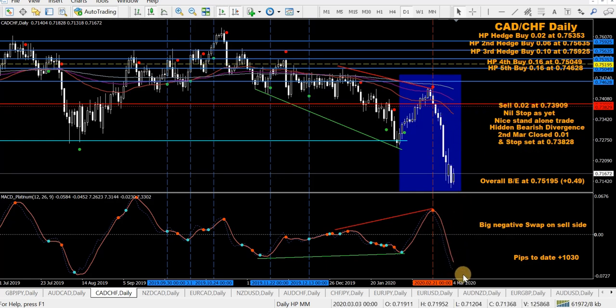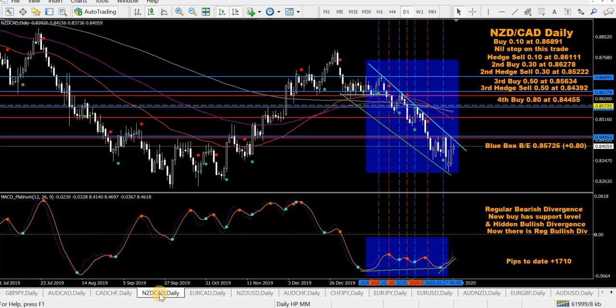Now MACD Platinum again, waiting for a turn to the upside so I can start concentrating on getting rid of these buys and make some money on this sell. So I'm chipping away at these trades as I go. Looks a bit ugly, and it is.